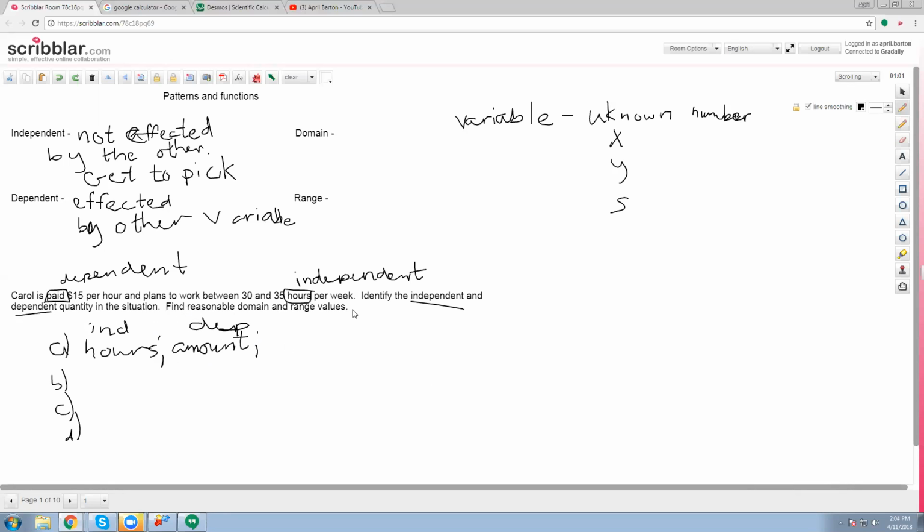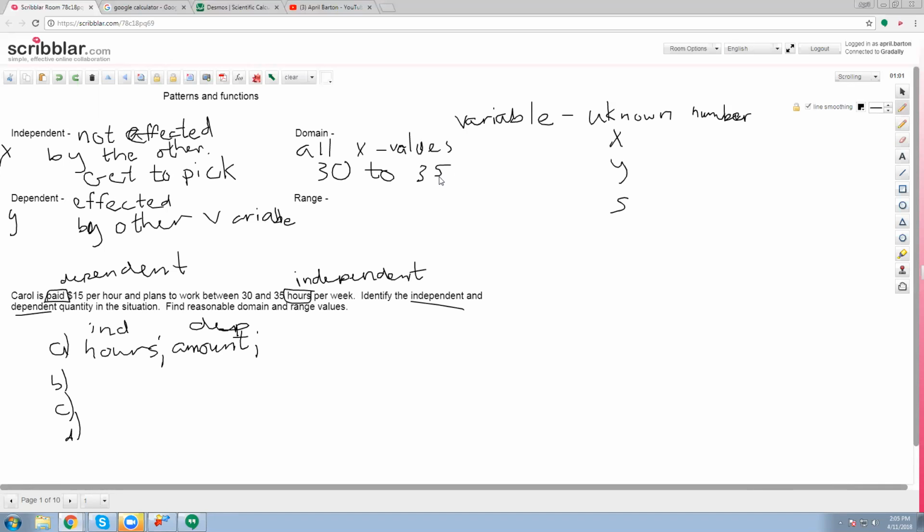So then they ask for a reasonable domain and range. Domain is all your independent variable values. Usually we call independent X, dependent Y, so you might hear me refer to it as that. So it's all your X values, all your possibilities. And in this, they told you, technically you could work whatever hours you want that they're willing, but how many hours did they tell you she was thinking about working? Good, thank you, Ryan. 30 to 35. So the domain for this is 30 to 35.